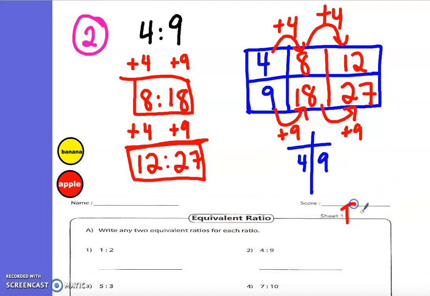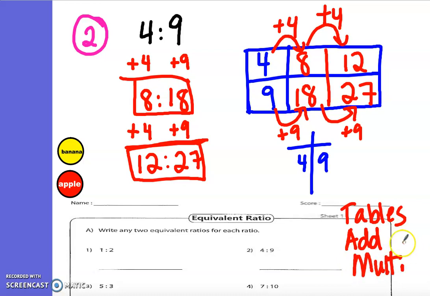We could do tables, we could do addition, we could do multiplication. Use whatever way you like, or you can try more than one way.